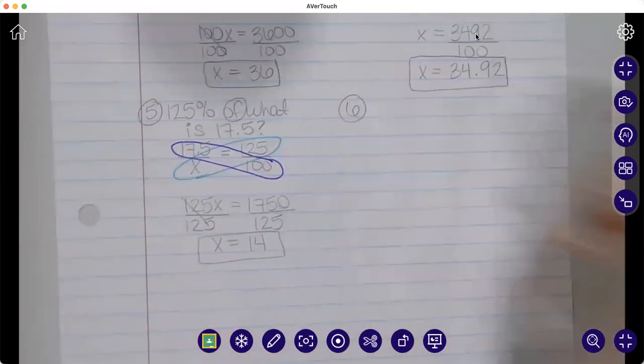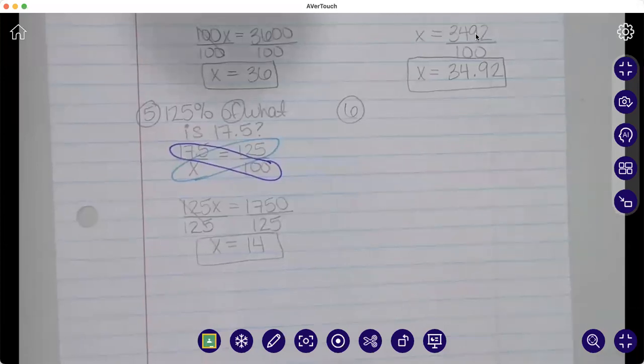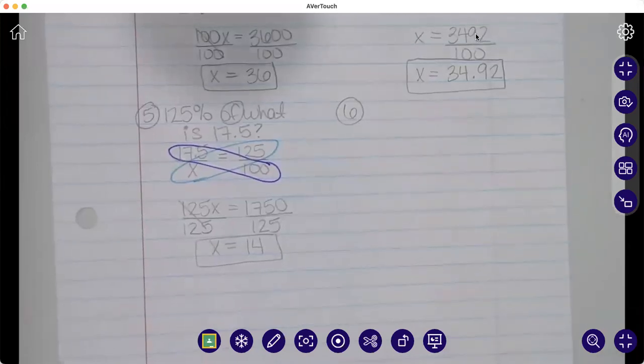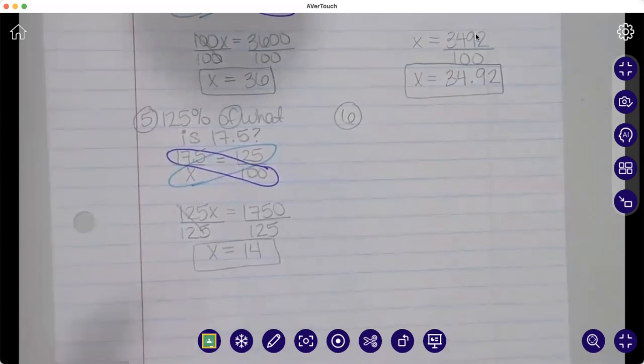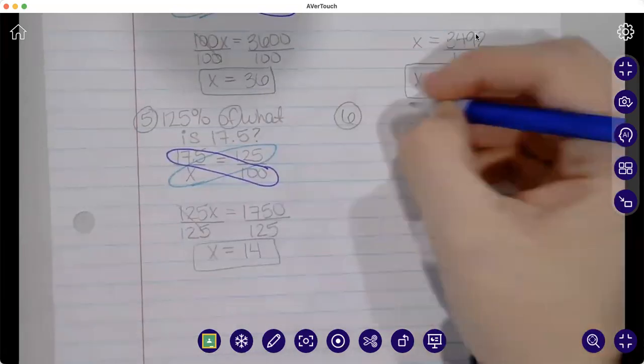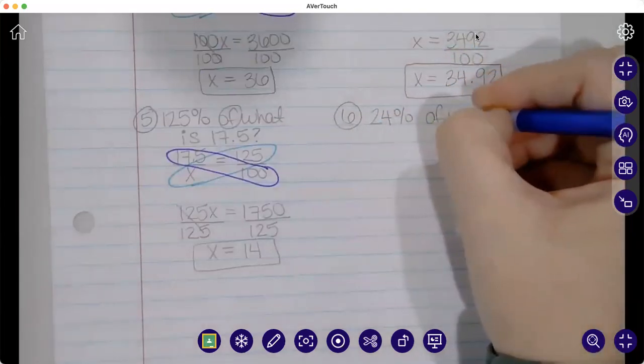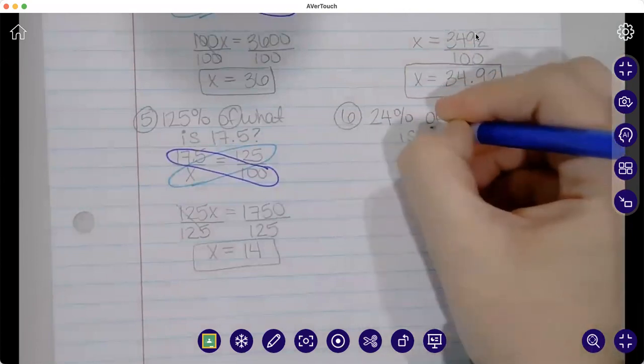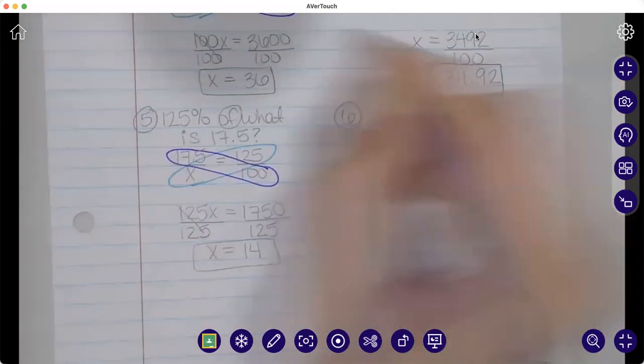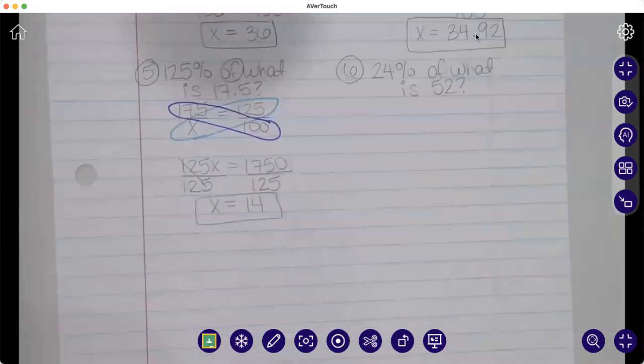I'm going to let you guys try number 6, but hopefully you notice that the examples are set up similarly through almost every single case. It's more or less setting up the percent proportion correctly and then choosing your method in which you want to solve, cross multiplication or multiplying by the reciprocal, and then simplifying for the unknown. So number 6: 24% of what is 52? Go ahead and try that. Let's see how you did.